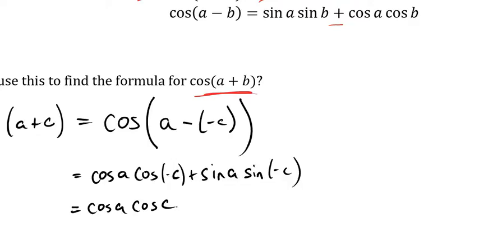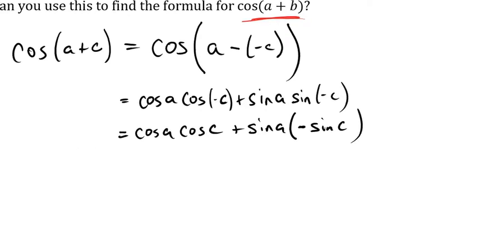Okay, do you want to go on? So times negative sine of positive C, like that, right? Which equals cos A cos C minus, right? That negative, it's just times a negative 1. So I can pull that out to the front, sine A sine C.